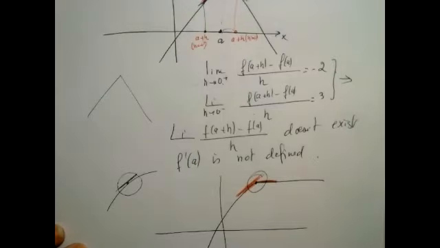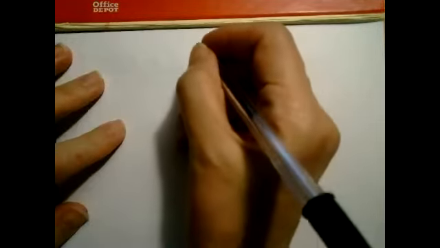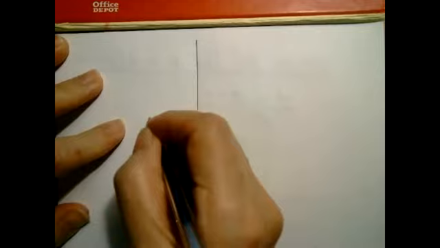Now, another scenario where the derivative can fail to exist. That sometimes can happen. It's the following, and then we summarize the situation. Suppose a function looks like this.